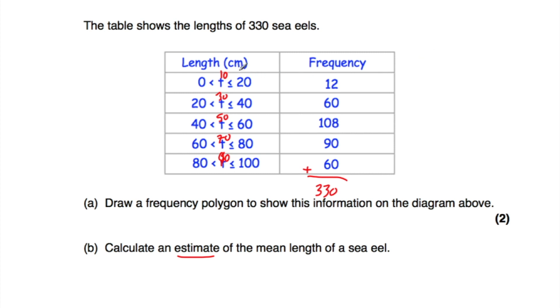Now what we're going to do is multiply 12 by 10, because if we say these 12 eels each have a length of 10 centimeters, 12 times 10 is 120. So that's going to be our estimate of how long those 12 eels are. Now I'm going to add on a column, called the FX column, and that's what we get when we times the frequency by the midpoints. So 12 times 10 is equal to 120.